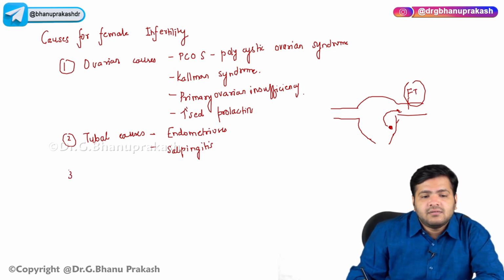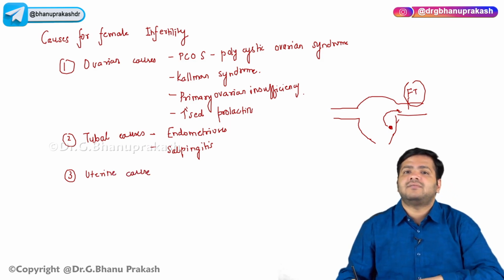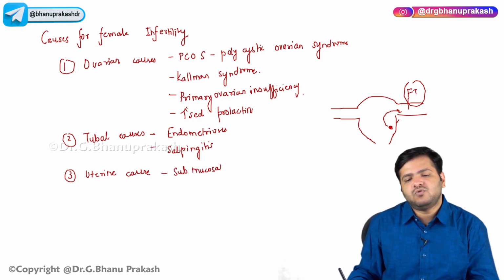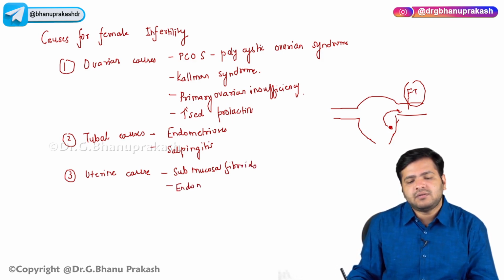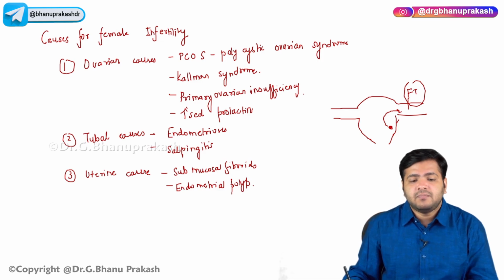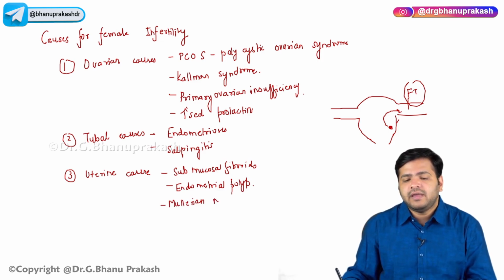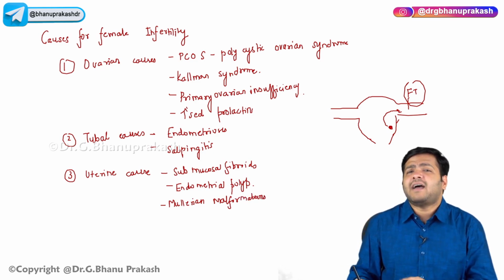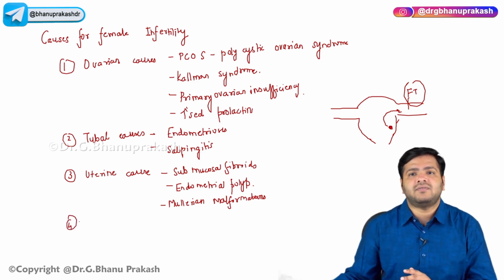Apart from that, if there are defects in the uterus, we have the uterine causes also. There could be submucosal fibroids, or an endometrial polyp, or Mullerian malformations. In the upcoming lectures, I will be discussing the Mullerian malformations, right? We have Asherman syndrome also, and other causes like DES exposure, right?